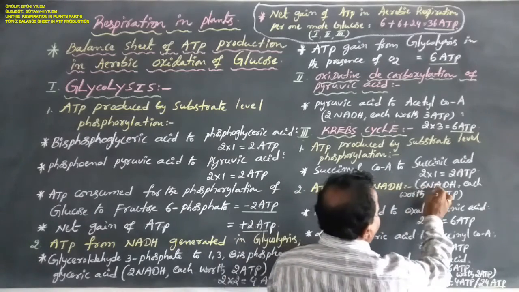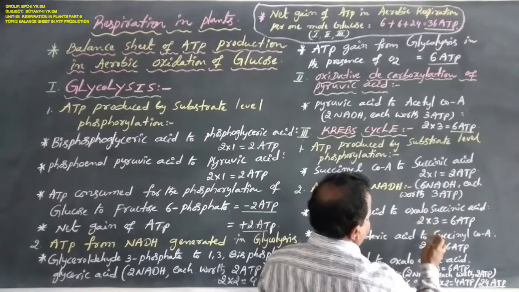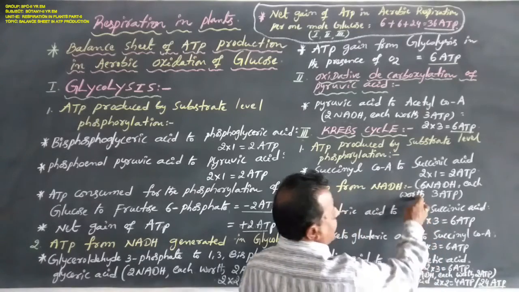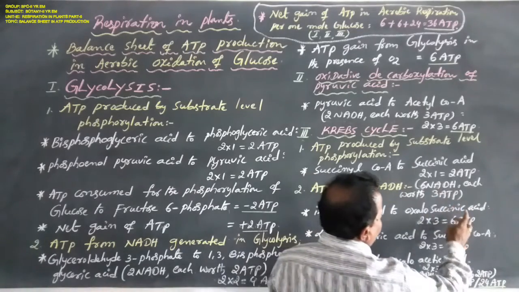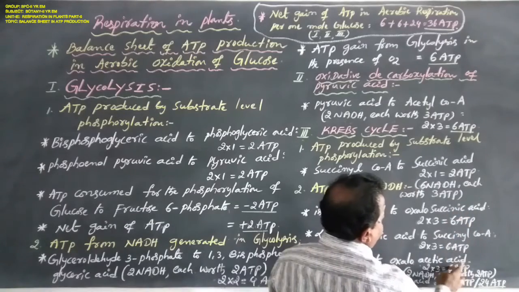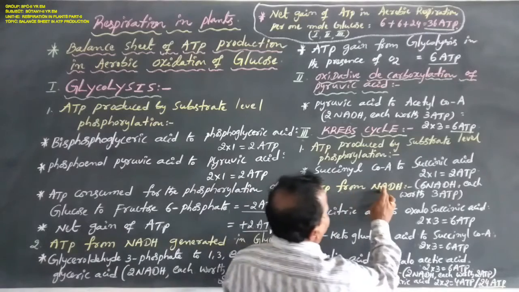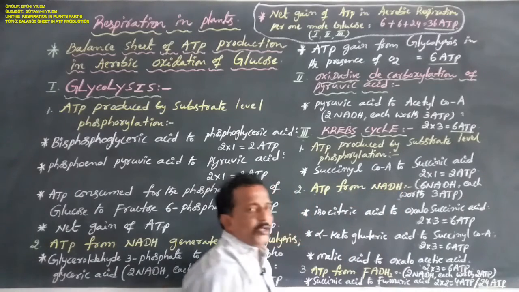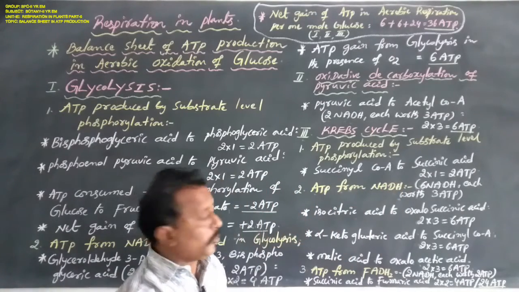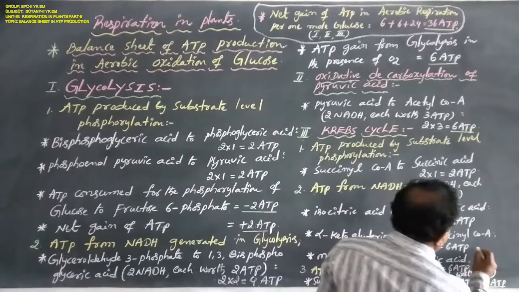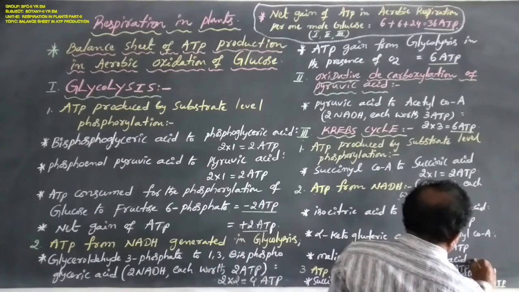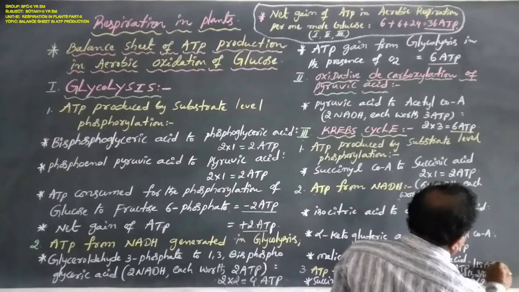Totally how many NADH? 6 NADH. How many ATP molecules? 6 plus 6 plus 6 equals 18 ATP molecules. ATP from NADH generated is 18 ATP molecules.